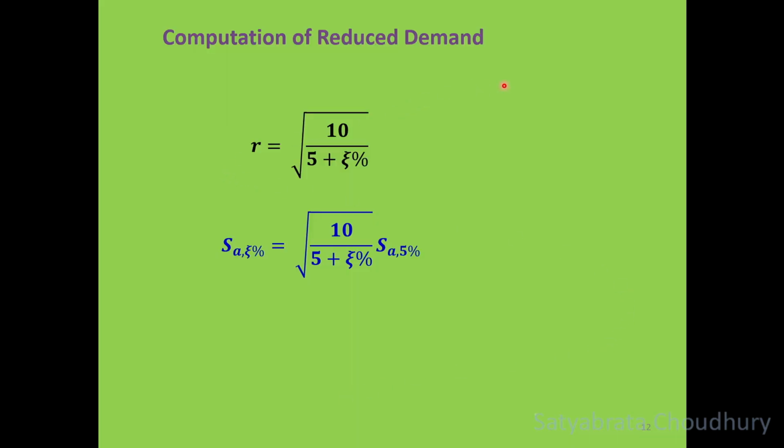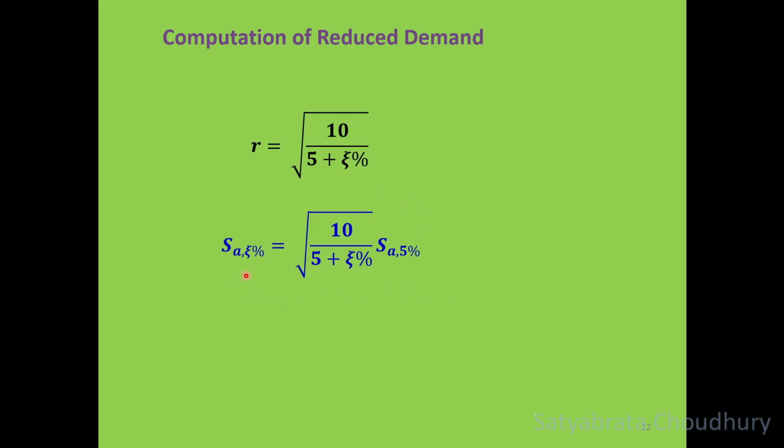Now when you convert the demand diagram to a reduced demand diagram, how do you convert? The reduced demand depends on the damping in the system, and damping depends on the damage. So based on the damage, once you have decided the damping chi in percentage, you can use the formula R equal to 10 divided by 5 plus chi in percentage. This is the reduction factor by which you will multiply the ordinates of the original 5% damped elastic design diagram to get the reduced demand diagram.